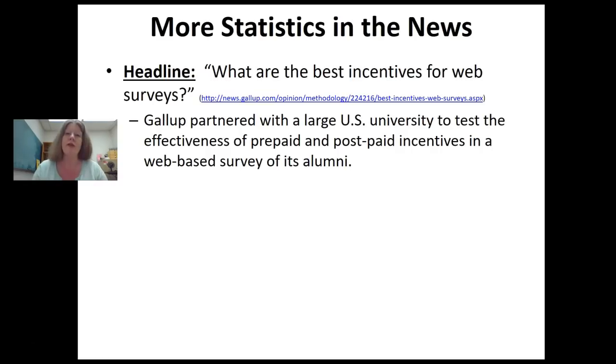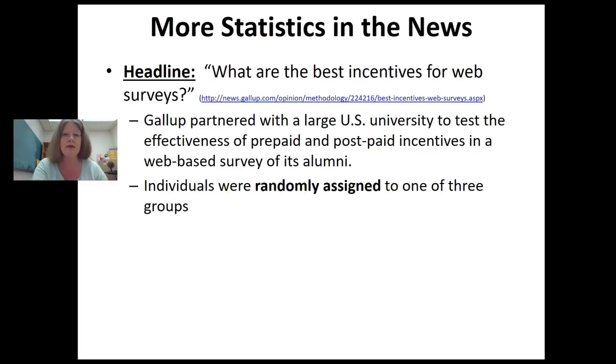So Gallup partnered with a university to see if different kinds of incentives, either prepaid or postpaid incentives, could affect whether individuals completed surveys. So they randomly assigned individuals to one of three groups. And again, when we tell you that we've randomly assigned, we hope that you're thinking about why that is important. Why would you want an experiment where there is random assignment? Again, we're doing that to attempt to control for many possible lurking variables, to make those groups as similar as possible at the start of the study.